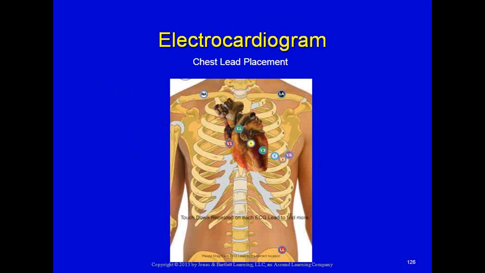and 6. Okay, so here is where the electrodes go, as we had mentioned. V1 is in that fourth intercostal space to the right of the sternum. Excuse me, V2 is in that fourth intercostal space just to the left of the sternum. V4 is mid-clavicular line in that fifth intercostal space, and V3 is halfway between V2 and V4. And then we go down to V6 and put it in the mid-axillary line, and V5 is halfway between V4 and V6.